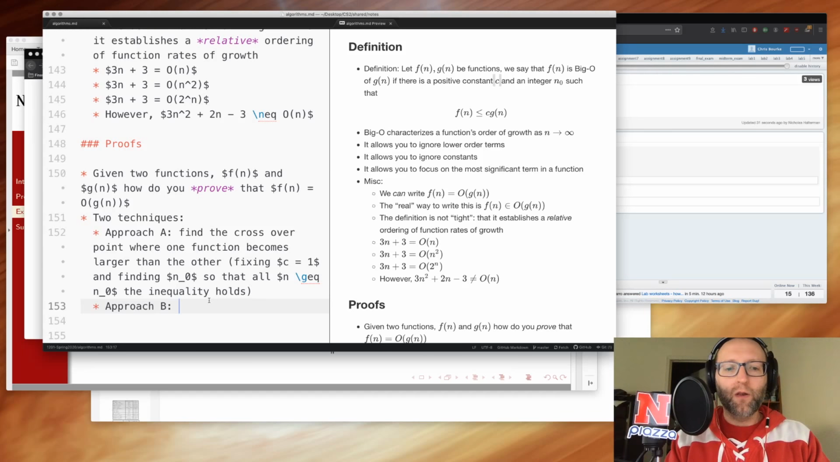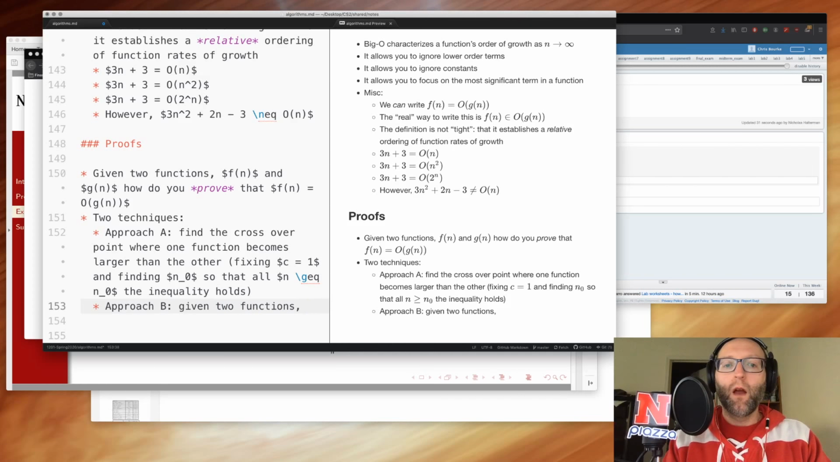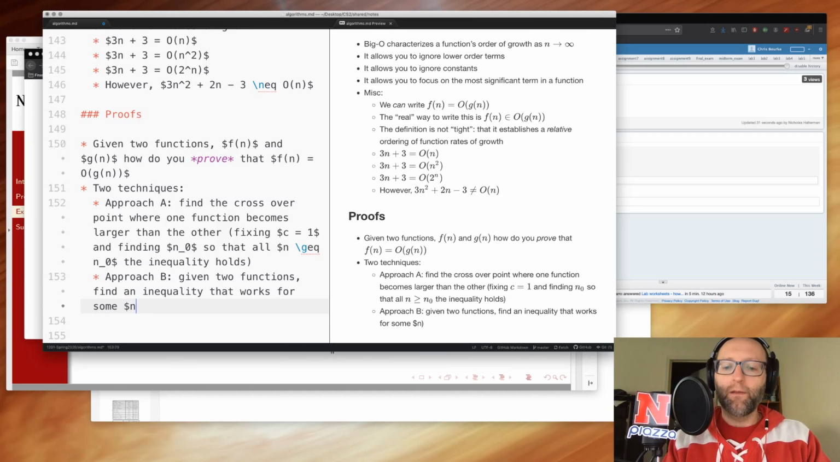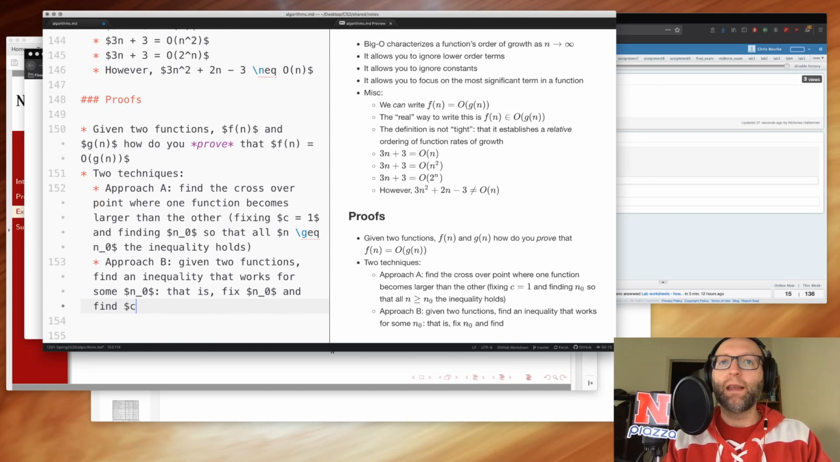The other recommended approach, approach B, is given two functions, find an inequality that works for some c and n not. That is, we will fix n not, and we might have to adjust that and change that a little bit, and find c, my constant c. Okay? So again, I'm going to go back to the overhead here and go through that approach.